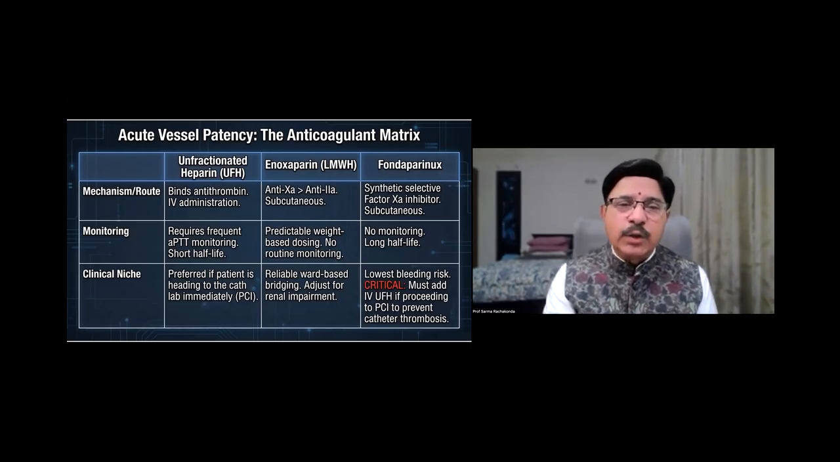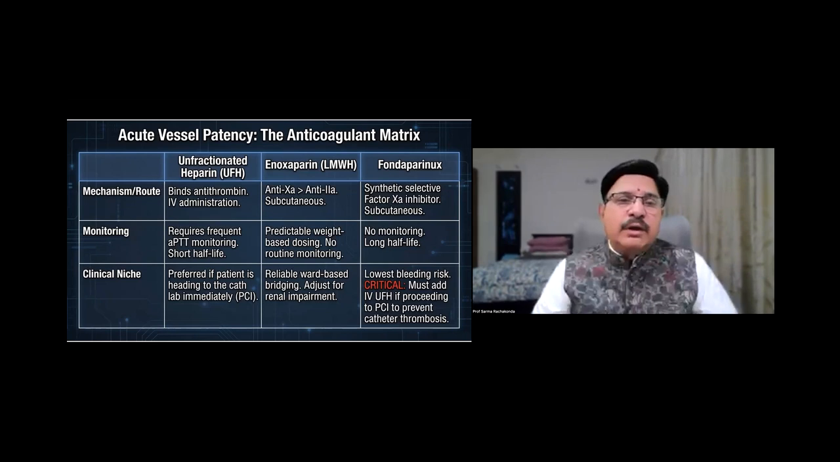Now, what anticoagulant matrix do I use? I have three drugs now. Unfractionated heparin, conventional heparin; the second one is enoxaparin, a low molecular weight heparin; and fondaparinux. What are the good and bad of each? Mechanism of action: unfractionated heparin binds to antithrombin, IV administration is required, the preferred route in the emergency scenario. Enoxaparin is anti-10A, a factor 10A inhibitor, anti-2A also, and can be given subcutaneously. Fondaparinux is a synthetic selective factor 10A inhibitor, with subcutaneous administration.